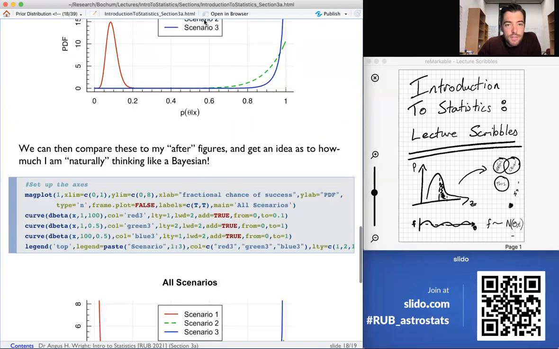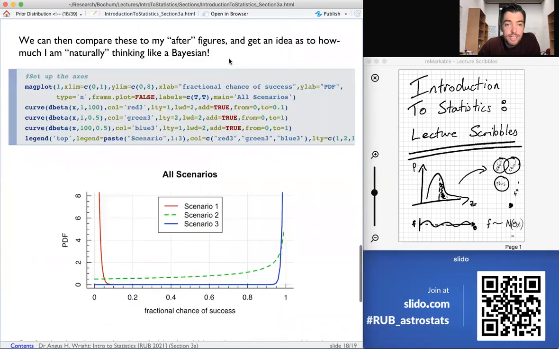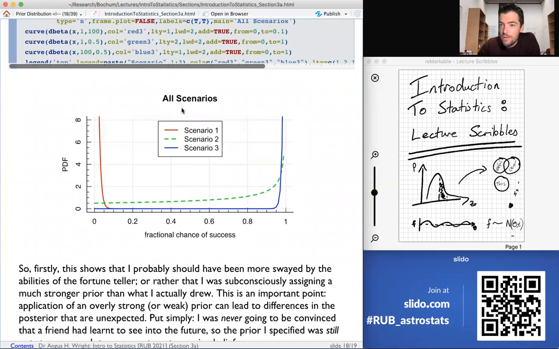So these are the true distributions of the posterior that I get from Bayesian theory. And these are my posteriors that I came up with entirely in my own head. And so the first thing that should be quite clear is that my posterior for scenario 1 is quite wrong. And what that means is one of two things.